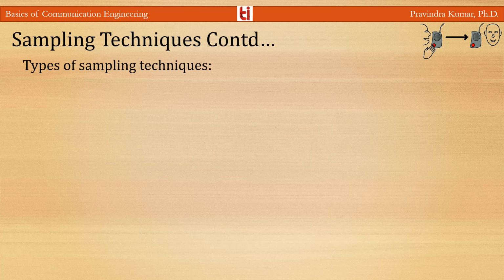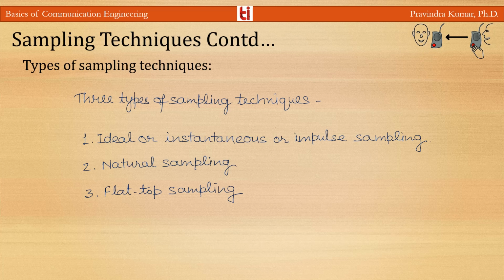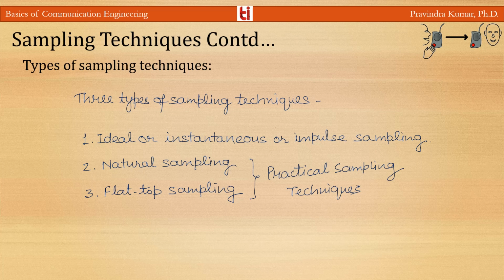Now, there are basically three types of sampling techniques: ideal or instantaneous or impulse sampling, natural sampling and flat top sampling. These last two types of sampling are known as practical sampling techniques. We have already discussed impulse sampling in the previous lecture. Now we will discuss some more about ideal sampling.